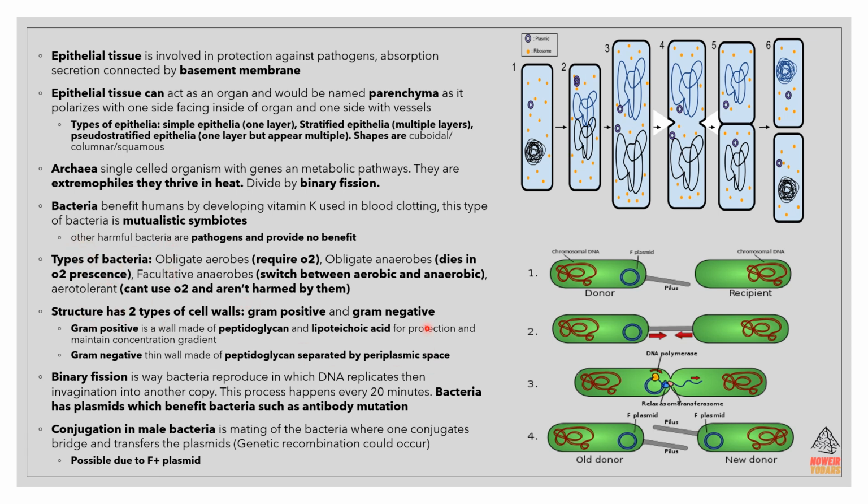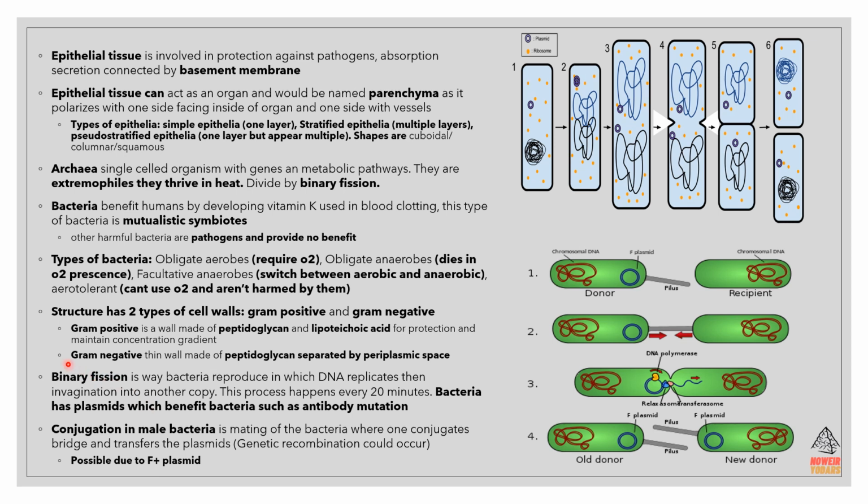So, cell walls. There are two types of cell walls: gram positive and gram negative. Gram positive is made of peptidoglycan and lipoteichoic acid. Sorry, I can't pronounce that for some reason. For protection, and they maintain the concentration gradient. So gram positive is made up of two things: peptidoglycan and lipoteichoic acid for protection and maintaining the concentration gradient.